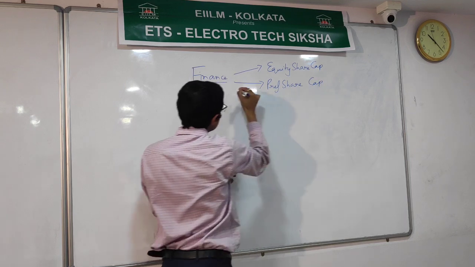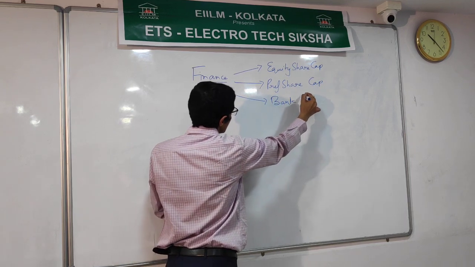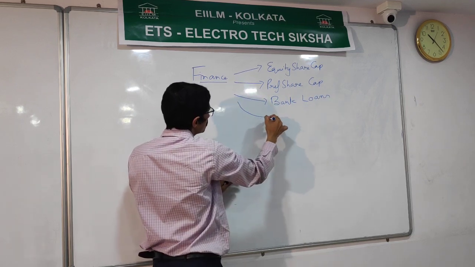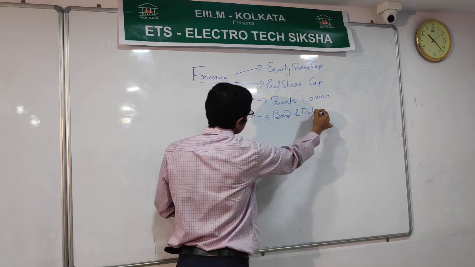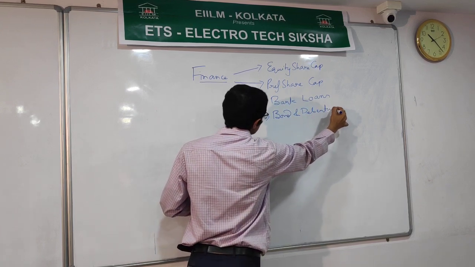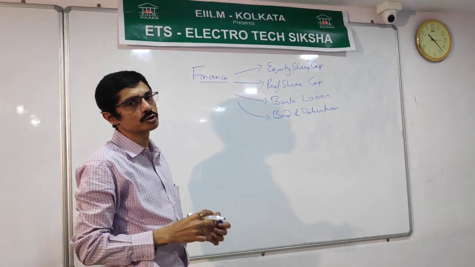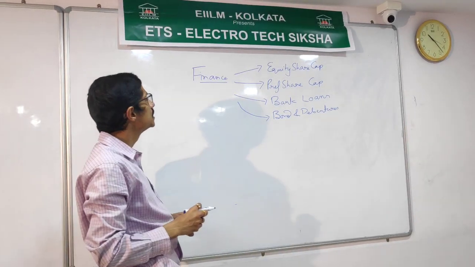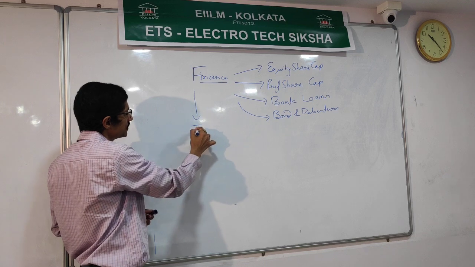The finance manager can go for bank loans, which is another source of finance, can go for bonds and debentures, on which the company has to pay a fixed rate of interest to the bond and debenture holders. The next function of the finance manager is the investing function.